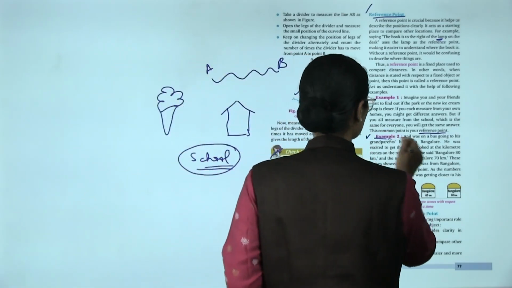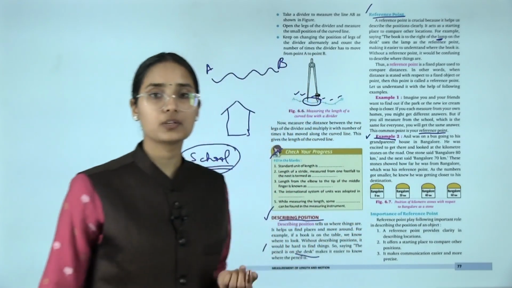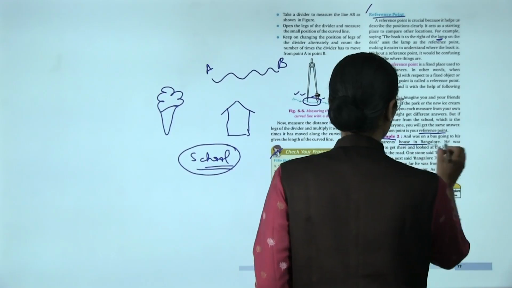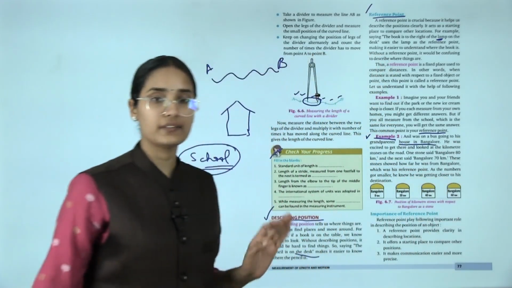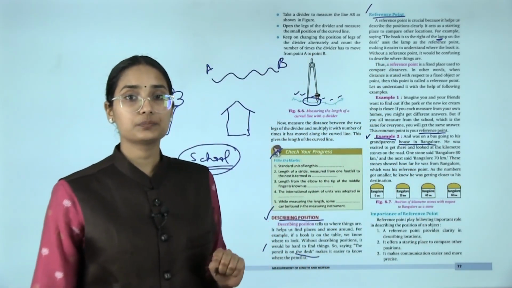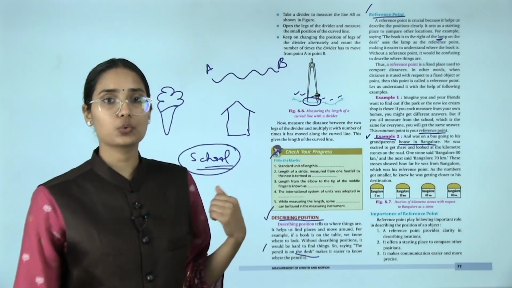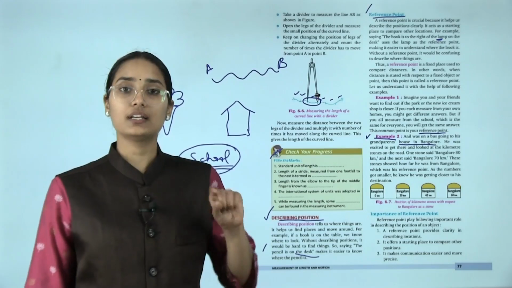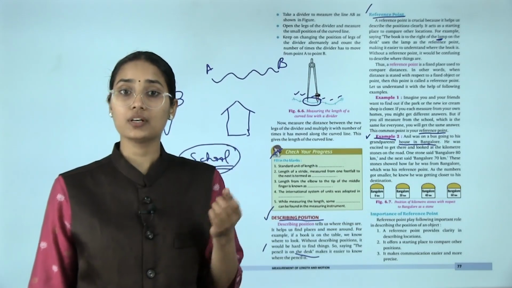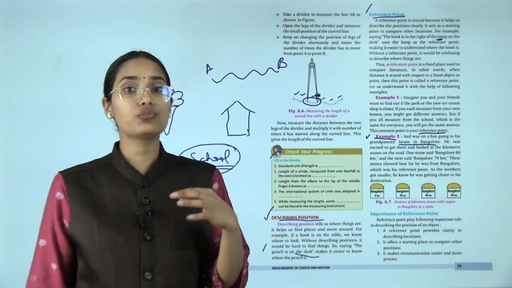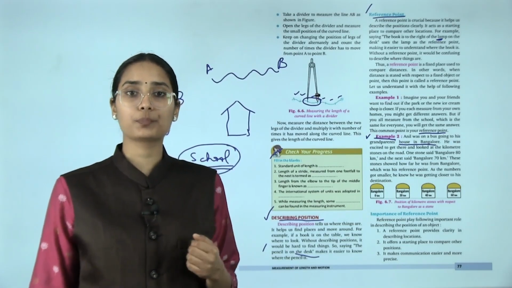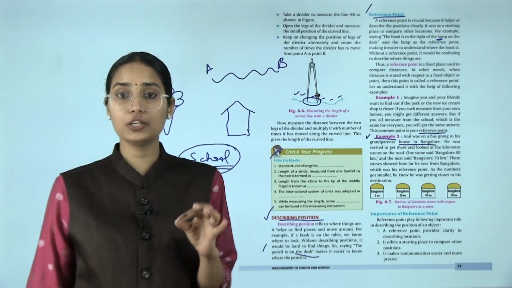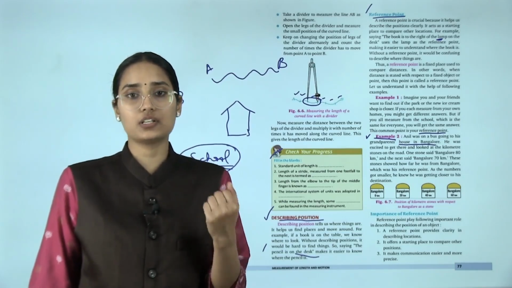Now let's take another example. Anil was on a bus going to his grandparents' house in Bangalore. He was excited to get there and looked at the kilometer stones on the road. One stone said Bangalore 80 km, the next said Bangalore 70 km. These stones showed how far he was from Bangalore, which was his reference point. As the numbers got smaller, he knew he was getting closer to his destination.